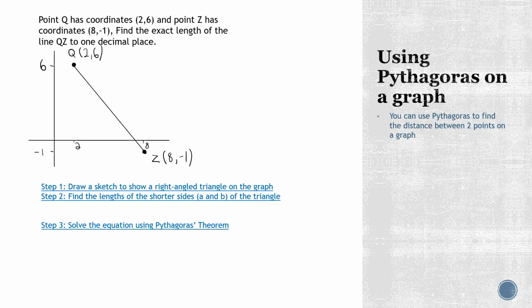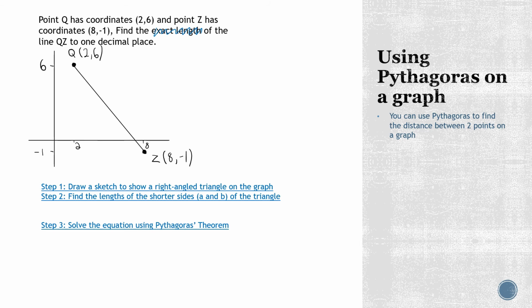So once we've got past the basics of working out the length of a side, we can employ this valuable skill that we've learnt to find the length between 2 points on a graph. So in this example, point Q has coordinates 2, 6, and point Z has coordinates 8, minus 1. Find the exact length of the line QZ to 1 decimal place. That's a funny wording of question because it shouldn't say exact length and then say to 1 decimal place, but we'll just go with 1 decimal place. Let me just scribble this out.